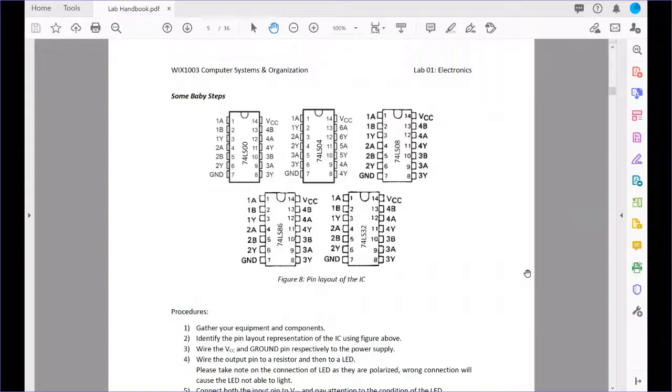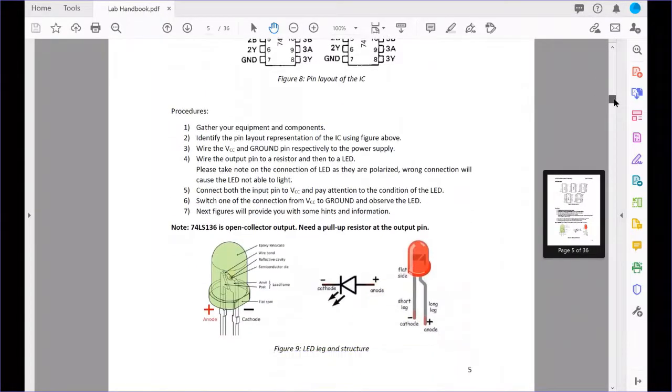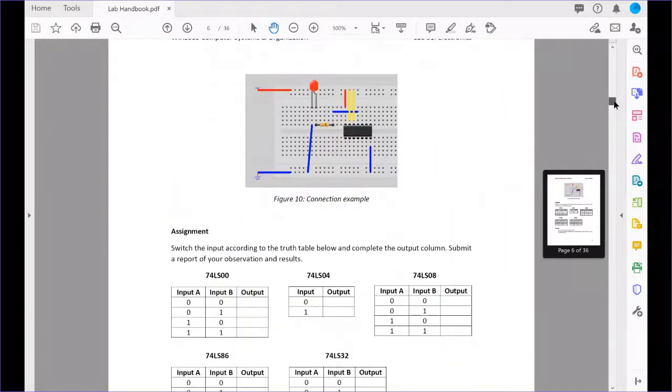These are the 5 ICs we're going to use in this first lab: the 74LS00, 74LS04, 08, 86, and 32. By using these 5 ICs, we're going to test the input and the output of the ICs by using the LED. So this is the circuit we designed.